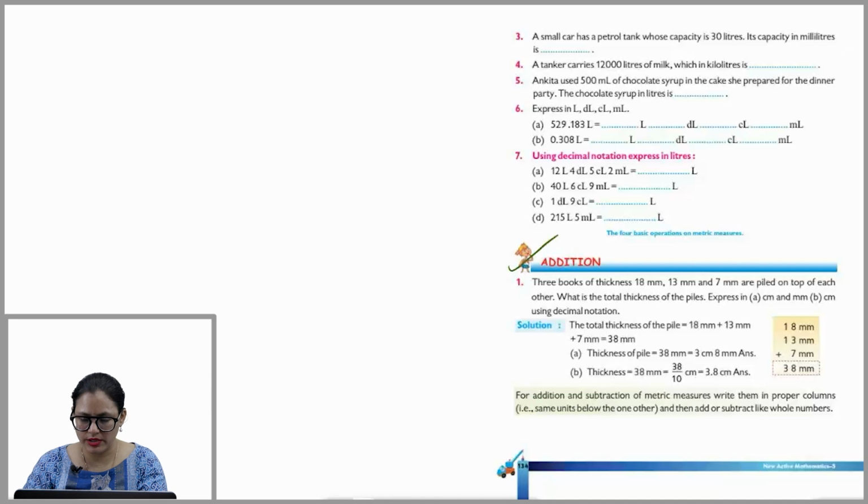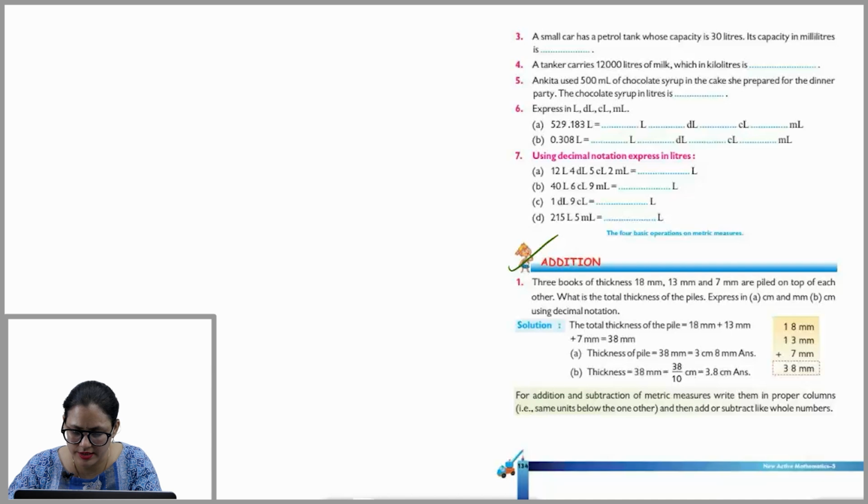Addition. 3 books of thickness 18 millimeter, 13 millimeter and 7 millimeter are piled on top of each other. What is the total thickness of the piles? Express in A, centimeter and millimeter, B, centimeter using decimal notation. Okay. So we have to find out the total thickness of the pile. So we will add the thickness of 3 books.